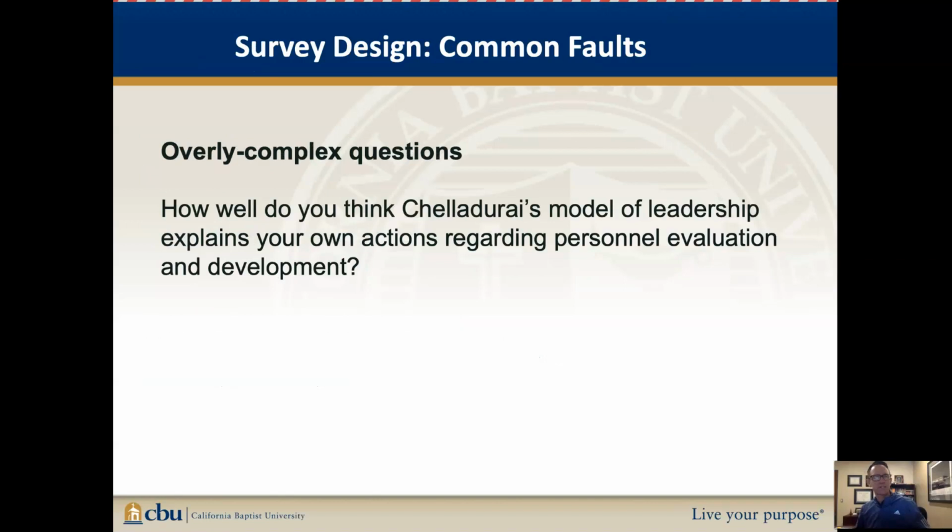Avoid complex questions, especially related to theories or previous research that you read. Chaladurai, this fancy name, is just a sport management leadership theorist who developed leadership theories. So if I'm doing a survey on leadership preferences, I wouldn't ask, how well do you think Chaladurai's model of leadership explains your own actions regarding personnel evaluation? What? I don't even understand the question. So be careful on not making your questions too wordy or overly complex.